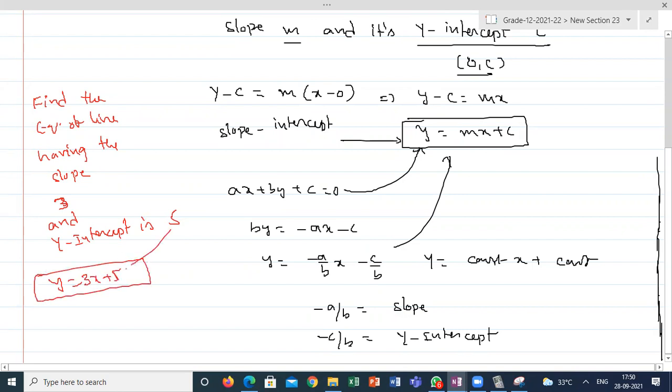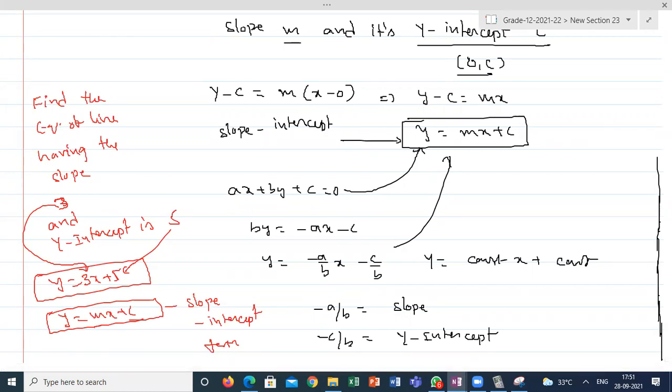Because it's y, this is y-intercept, this is slope. y = mx + c, where c is called y-intercept, m is called slope of that line. By using this form, this is called slope-intercept form, here it is y-intercept. Any equation in standard form, you can convert into this form very easily. Is it clear, guys, what I'm saying?